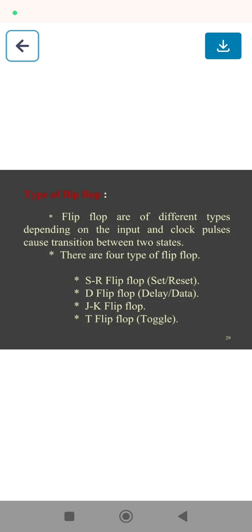There are 4 types of flip-flops: SR flip-flops, D flip-flops, JK flip-flops and T flip-flops. The SR flip-flop is nothing but set-reset. The D flip-flop is called the delay or data flip-flop. JK, and then the T flip-flop is called the toggle flip-flop.